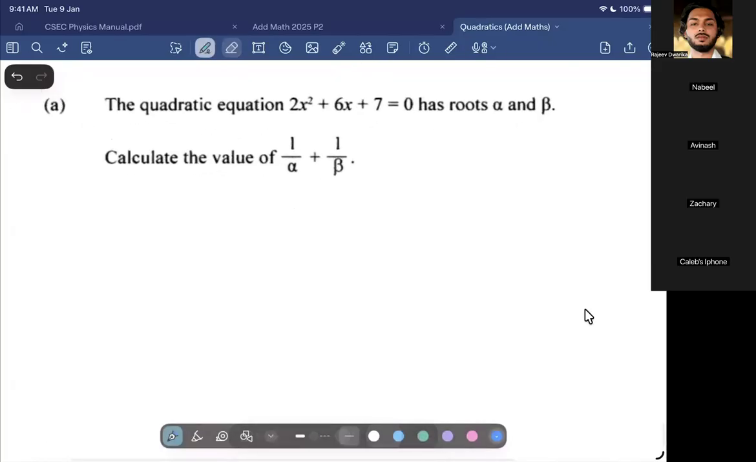Zachary, do you know how to find the sum of the roots? Yes, I think that's minus b over a. Yep. So we find the sum of the roots. That'll be alpha plus beta. Now in this question, A is 2, B is 6, and C is 7. So alpha plus beta is minus B over A. In this case, B is 6 and A is 2. So the sum of the roots is going to be what?